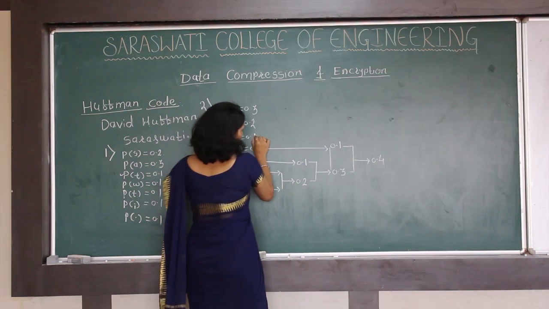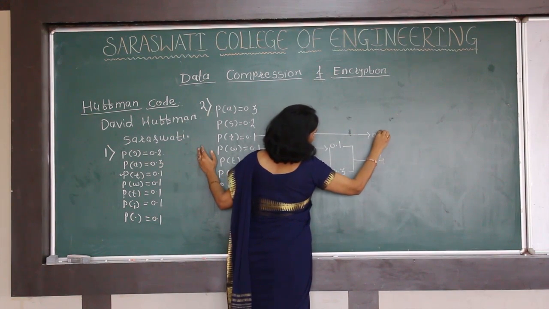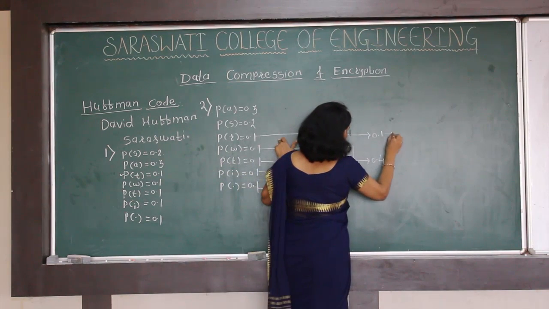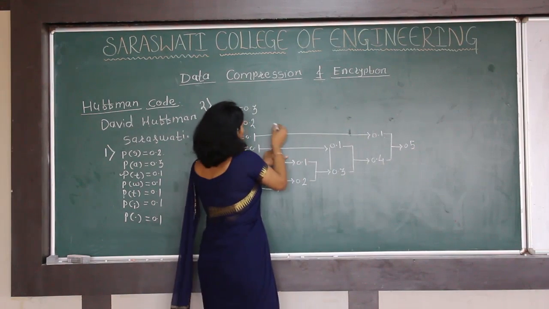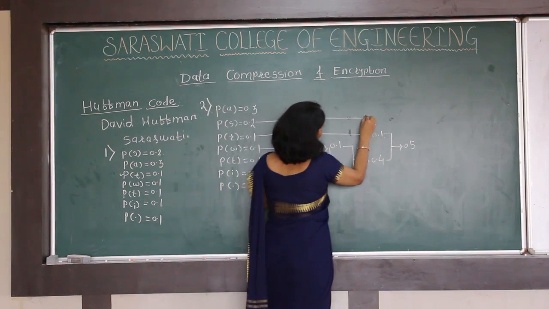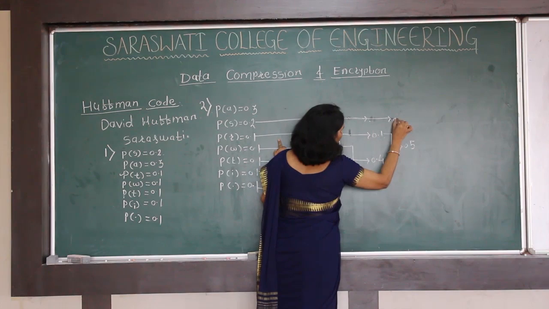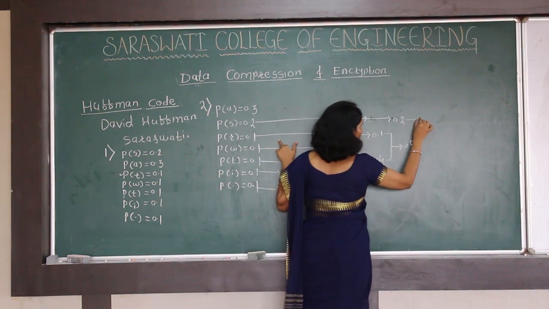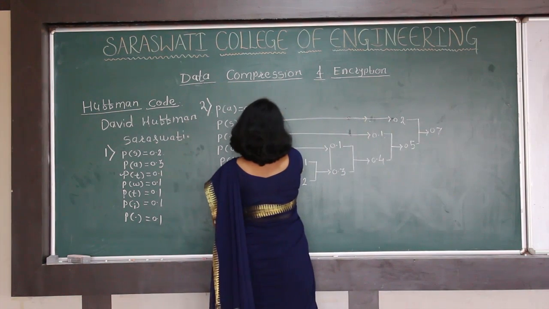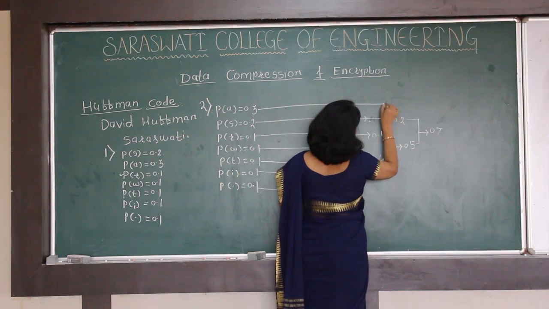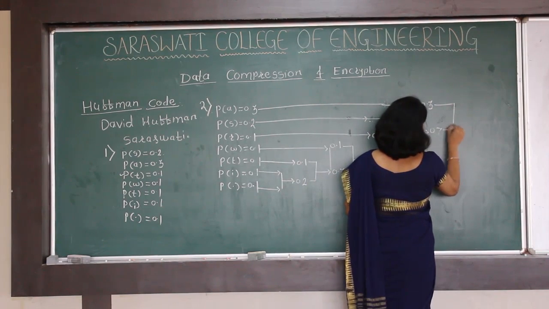Then again add this result with the upper probability, that means 0.1, it is 0.5. Then add this result with 0.2, this 0.2 plus 0.5 is 0.7. Then finally add this 0.3 with 0.7, that means the final result is 1.